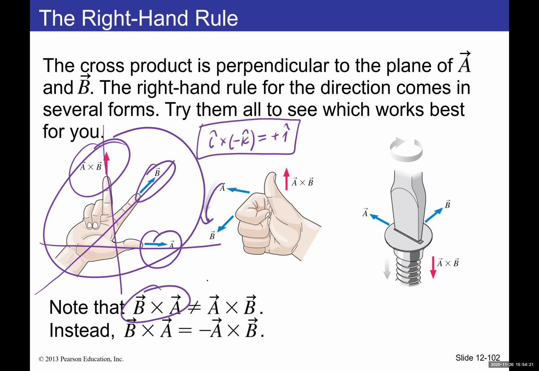Also, B cross A is not equal to A cross B. B cross A equals negative A cross B. That means, for example, if you switch, going from B as the first vector and A as the second vector, the direction will actually switch. You can try that on your own and you'll see that it is true.